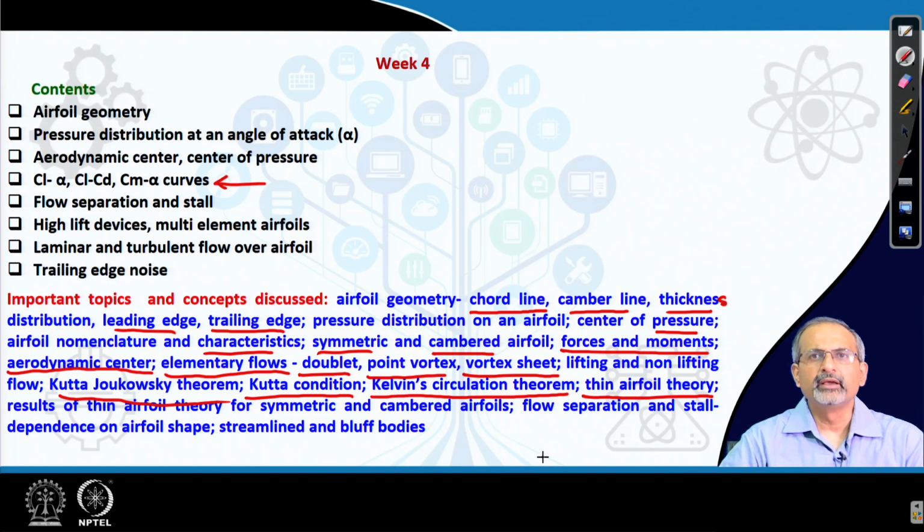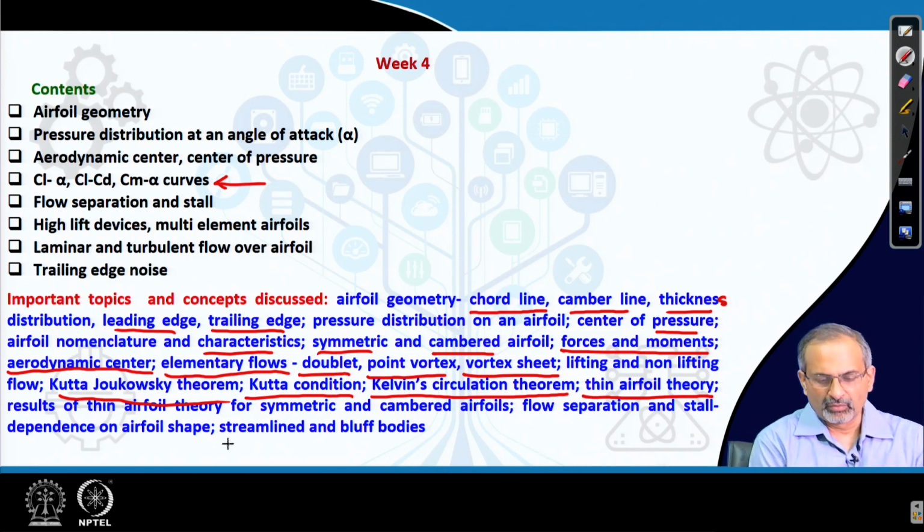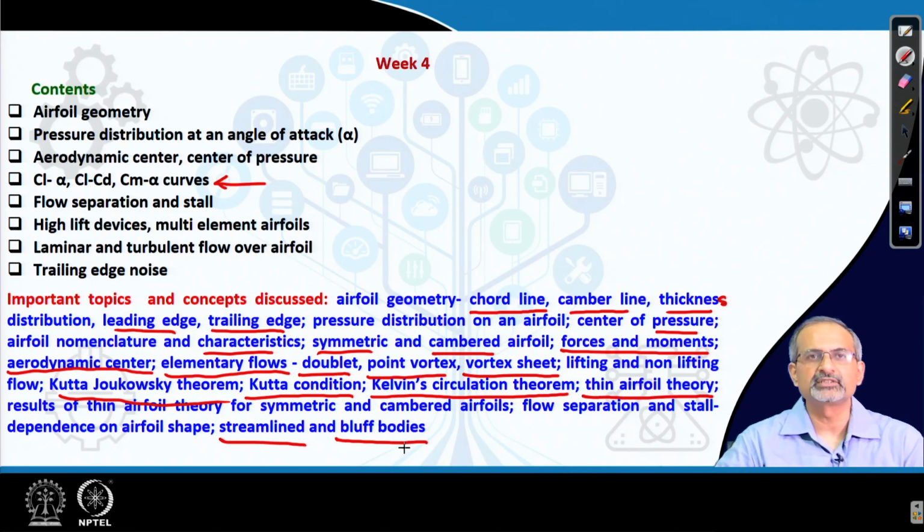We learnt about flow separation and stall, how they depend on the airfoil shape and its orientation. And we mostly spent time on streamlined bodies in this week, but we also looked briefly at bluff bodies and how the aerodynamic behavior of streamlined bodies compares with that of bluff bodies.